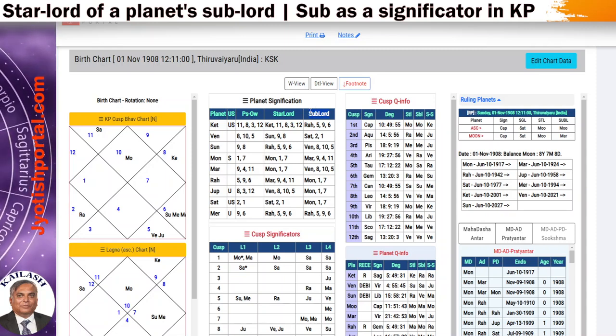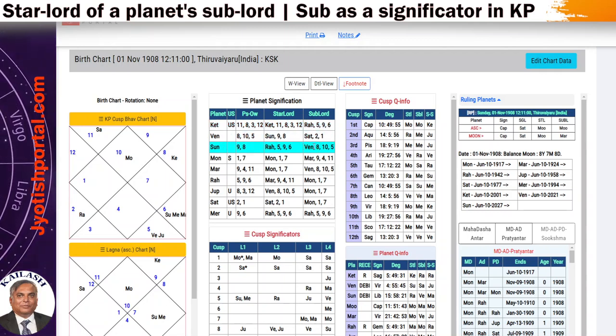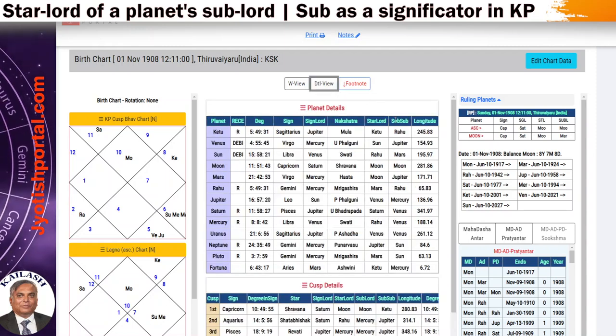So basically what we have to do is, first we have to look at the sublord. For example, Ketu sublord is Rahu, Venus sublord is Saturn, Sun sublord is Venus, but we have to go one step further and look at the star lord of this sublord. So for that you have to click on the detail view. When you click on the detail view, you have some more tables popping up.